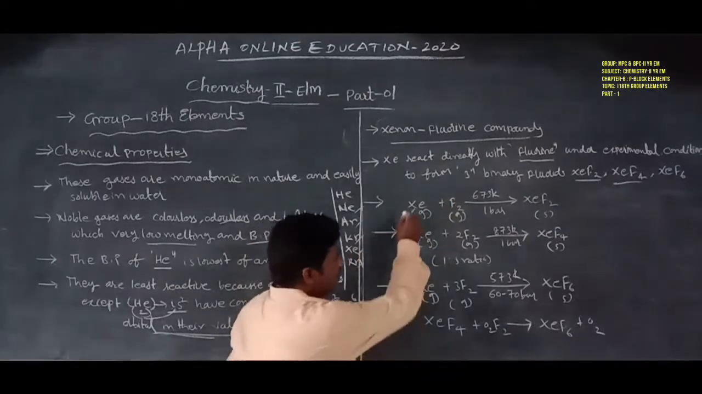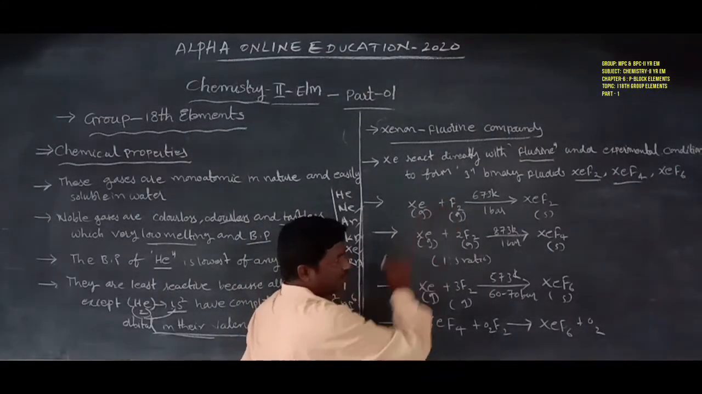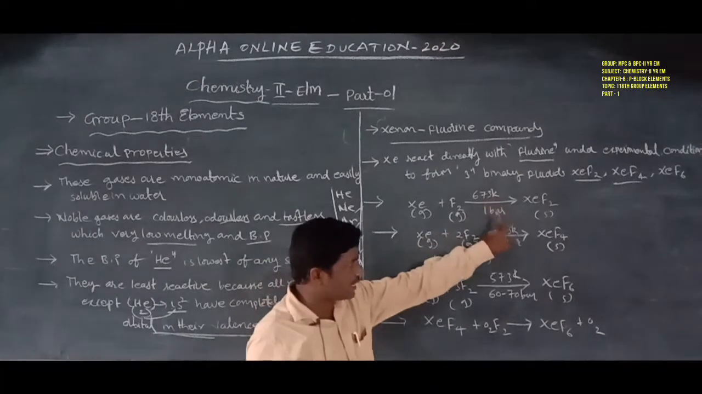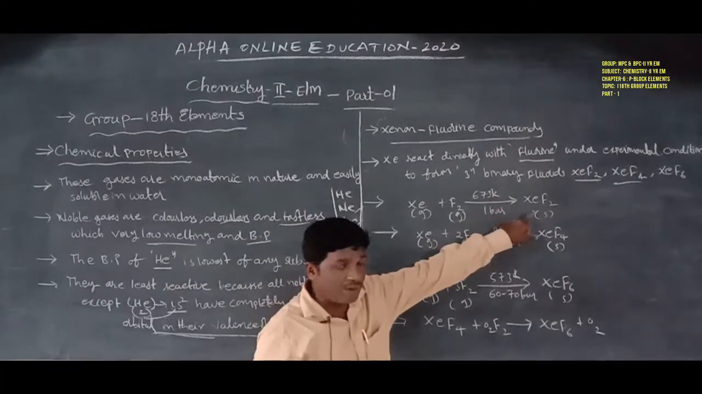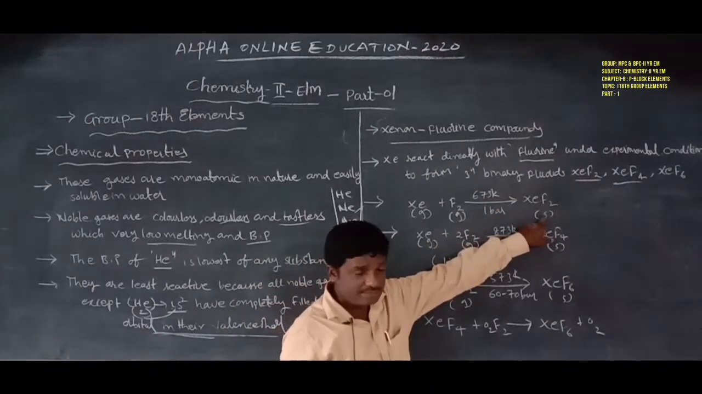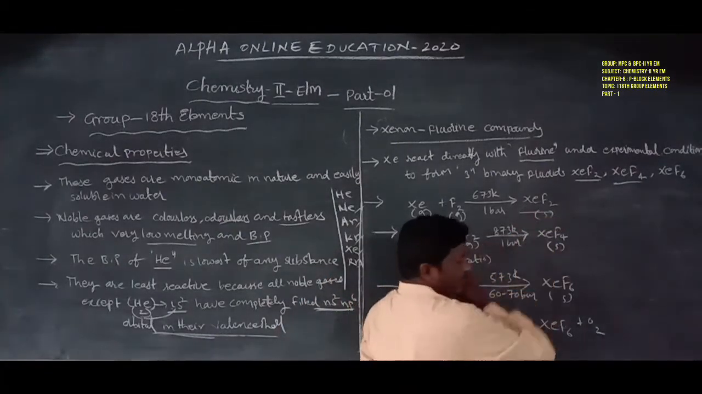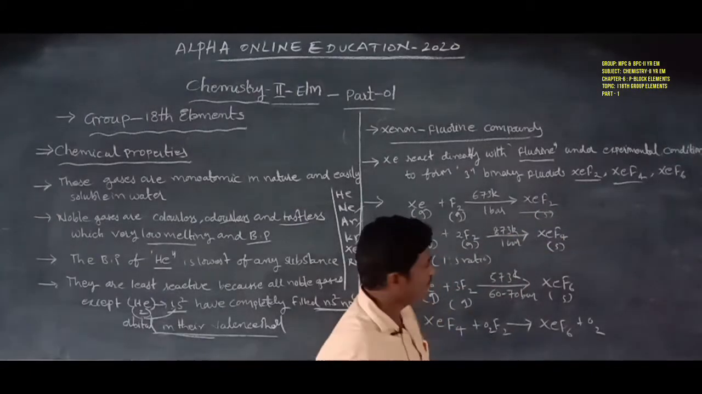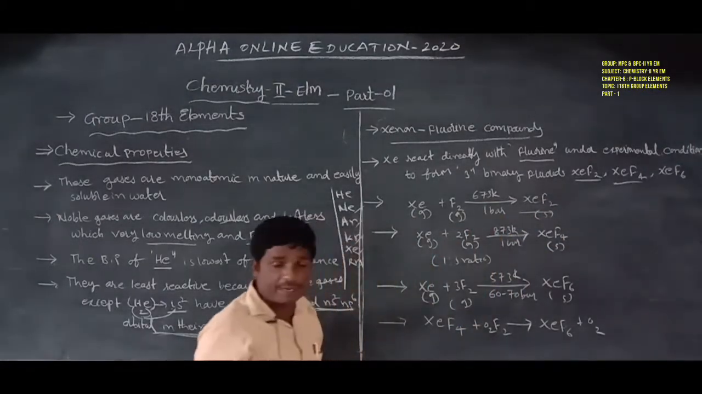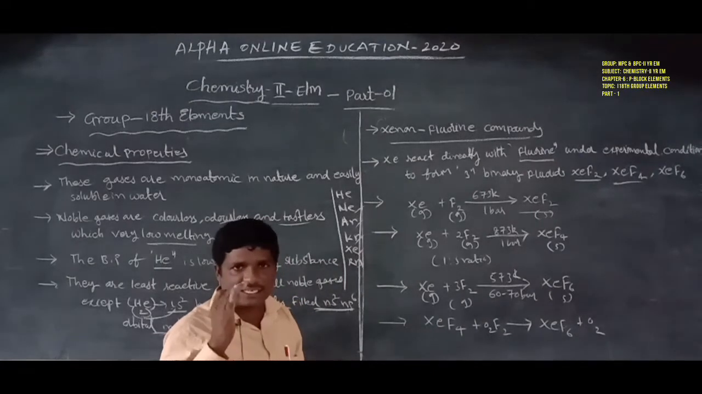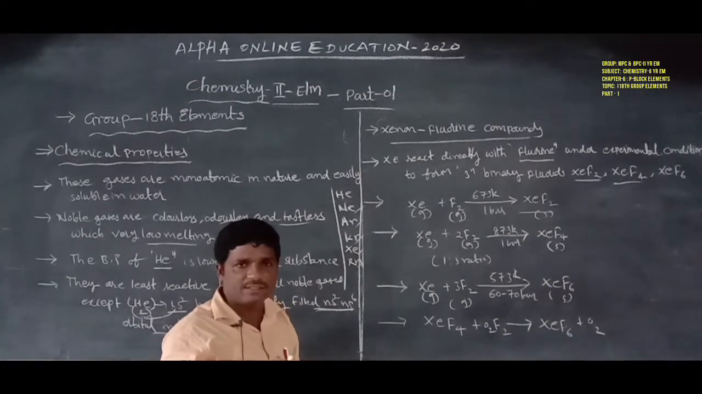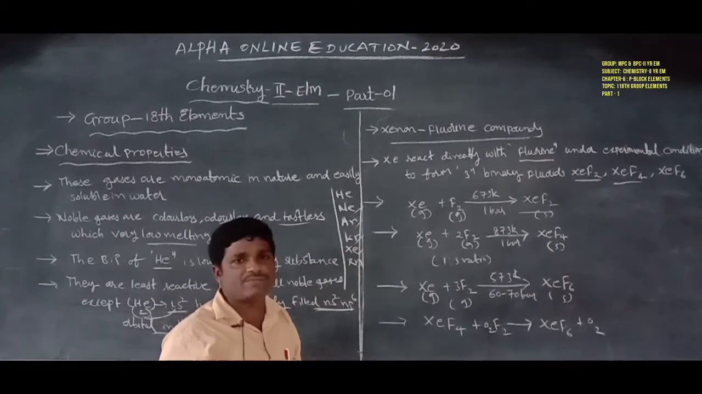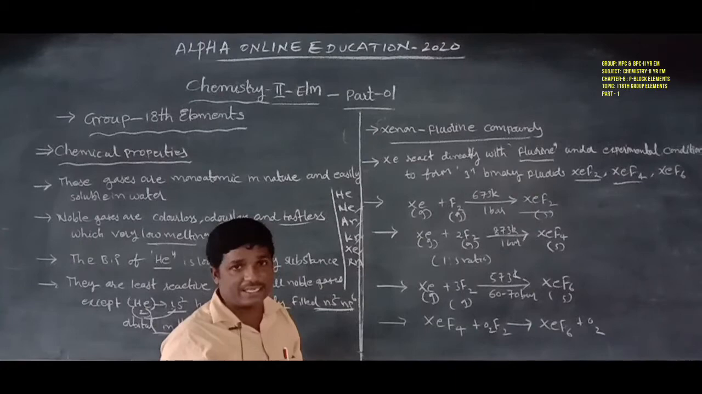The first one: xenon reacts with fluorine at 673 Kelvin, 1 bar pressure, to form xenon difluoride. Di means 2 fluorine atoms combining with the xenon. That is the first preparation, the preparation of xenon difluoride, at 673 Kelvin and 1 bar pressure.